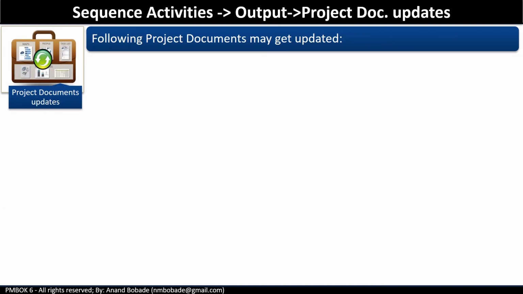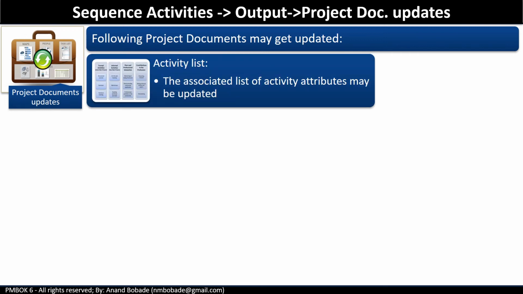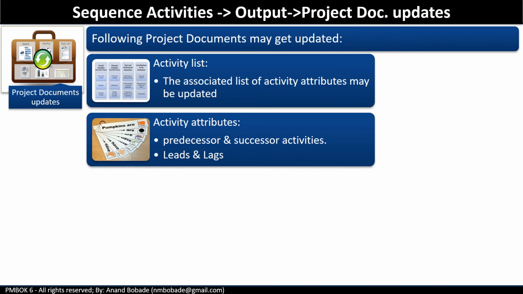Project document updates. We have multiple project documents which might get updated as a result of this process. So first is the activity list. The associated list of activity attributes may be updated as an output of this process. Activity attributes. The activity attributes that may be added after this process include any details that describe a necessary sequence, like mandatory dependencies, predecessor-successor relationships, and leads or lags between the activities.